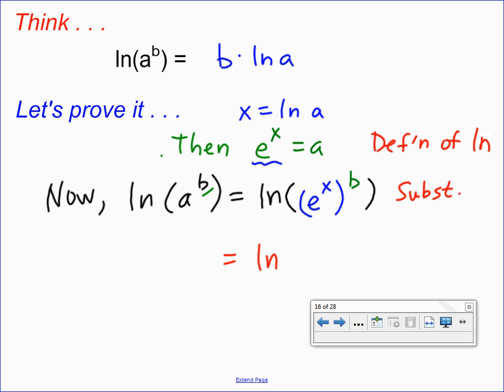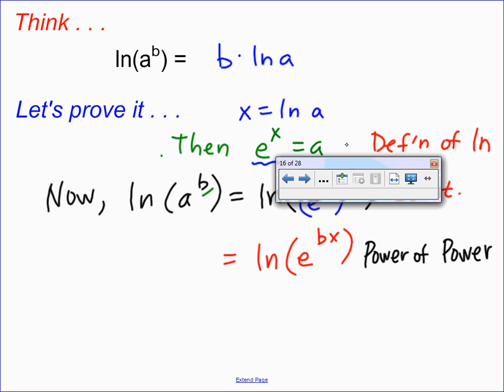Right, this would be e to the what? E to the bx. I can multiply exponents when I raise a power to a power. So this would become ln of e to the bx. And that would be power of a power property.